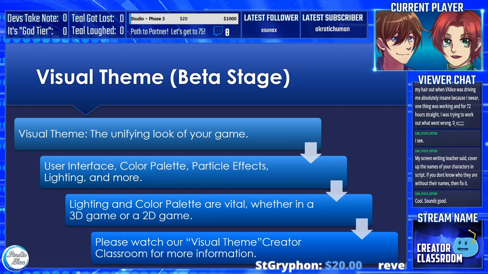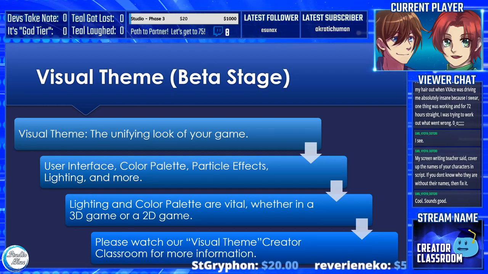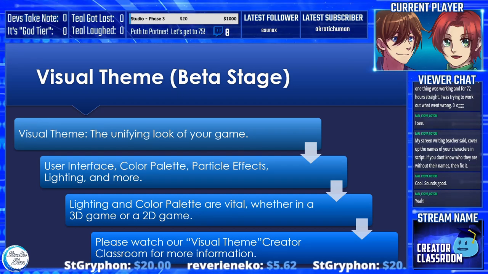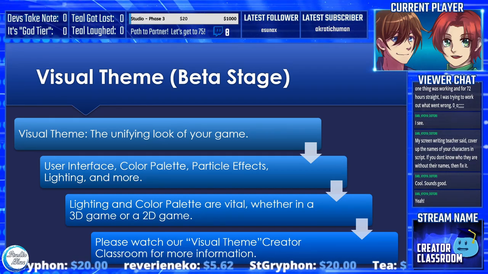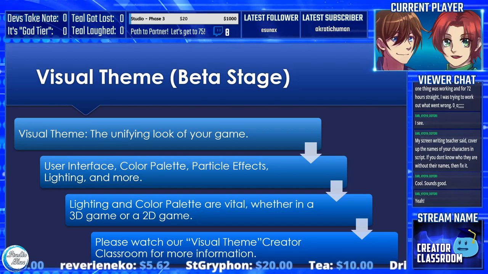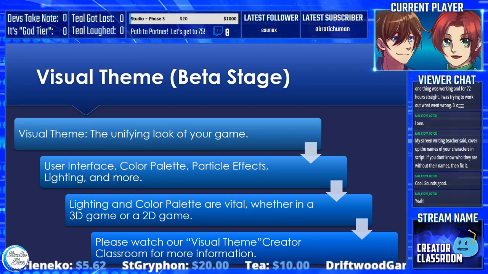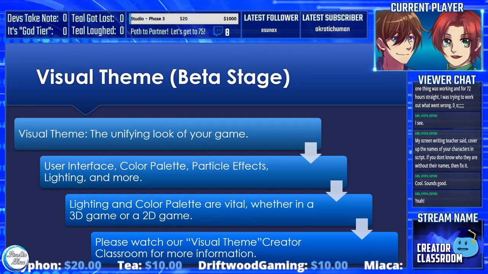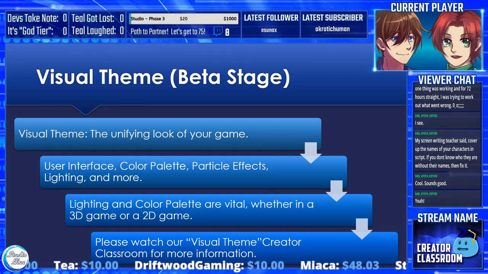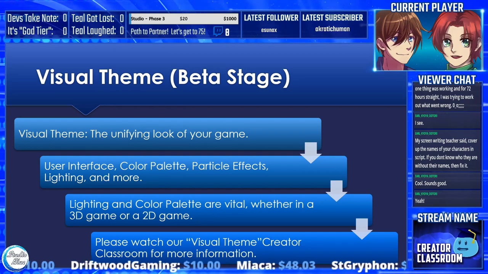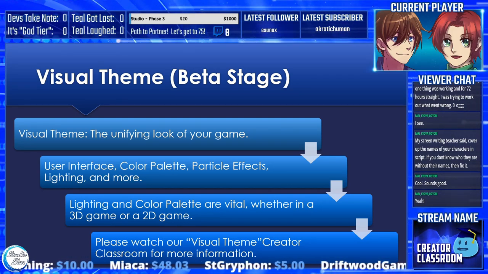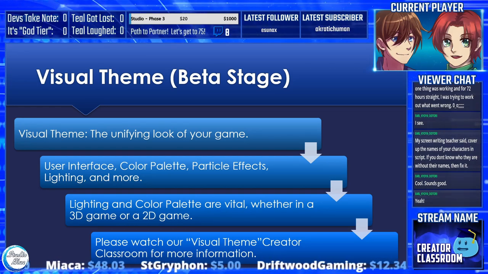Your visual theme is the unifying look of your game. This includes the user interface, the color palette, use of particle effects, lighting, and so much more. We cannot overstate the importance of lighting, even in a 2D game. The same is true for color palette, even though all elements are important. We go over this heavily in its own creator classroom and encourage you to watch it.